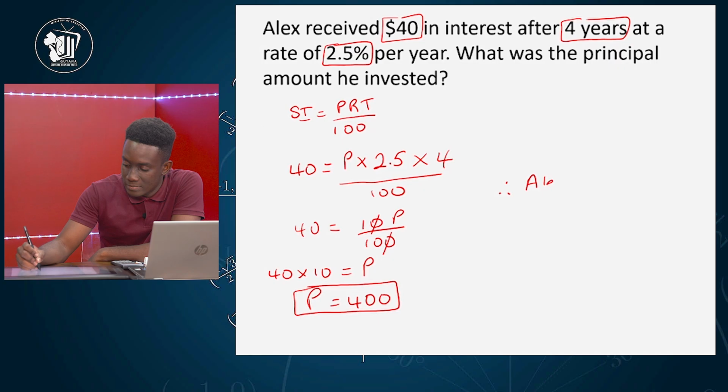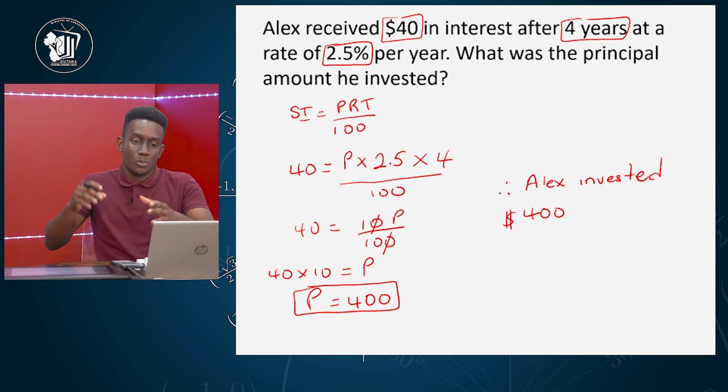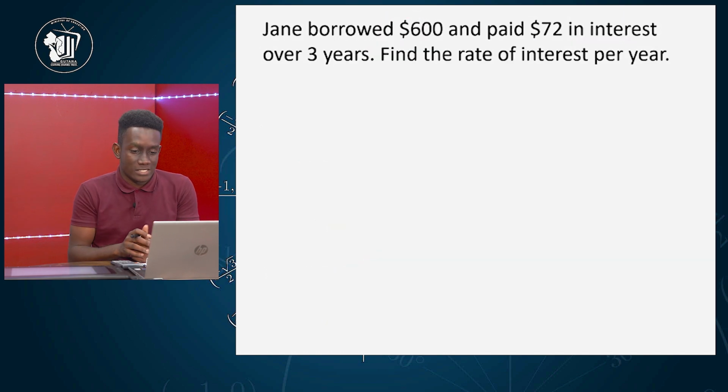So to answer the question, we can say, Alex invested $400. Same thing that like what we did just now. Put in the values in the formula, work it out, and you end up with a simple equation. Let's look at the next example.